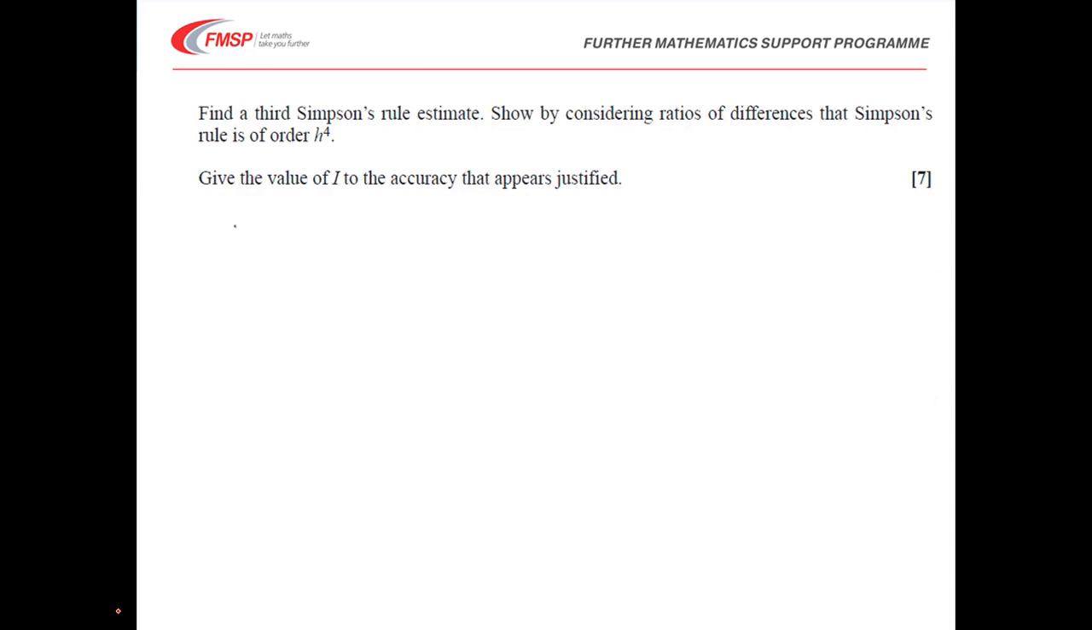So we've done the third Simpson's rule estimate, and we now have to show by looking at the ratio of differences that it's of order h to the 4. Okay, so we're looking for it, show that it's fourth order. And it wants us to give the value of I to the accuracy that appears justified once we've done that. So here's our estimate from Simpson's rule.